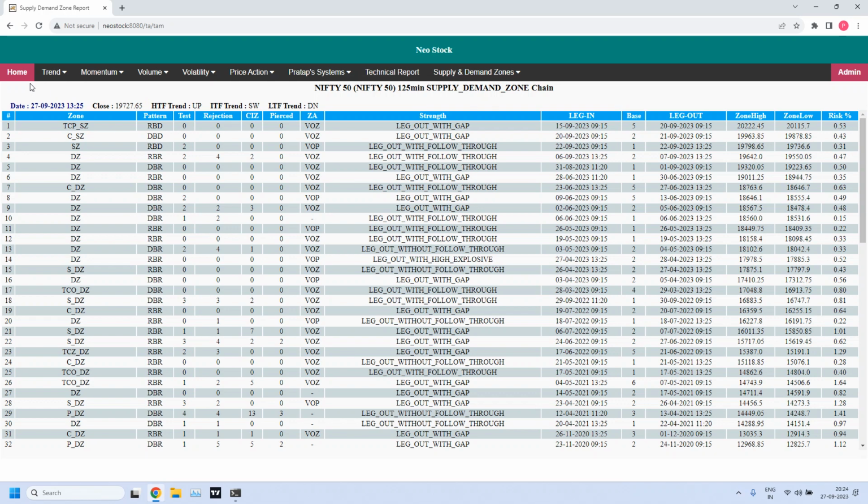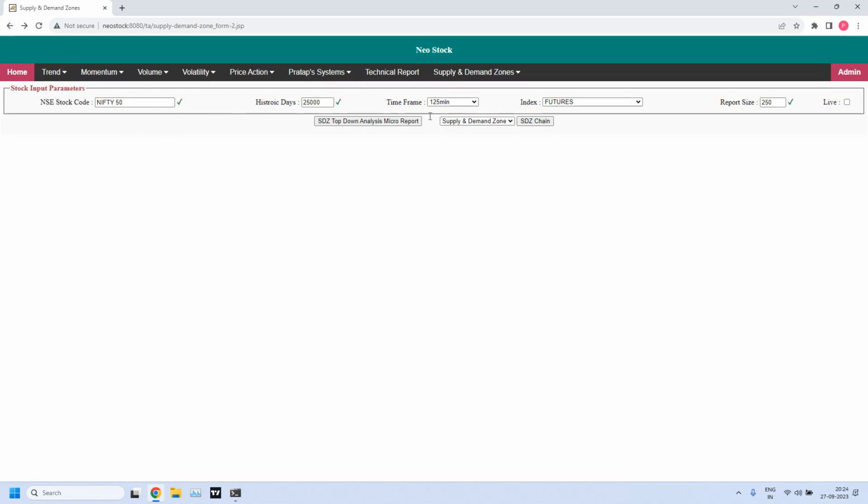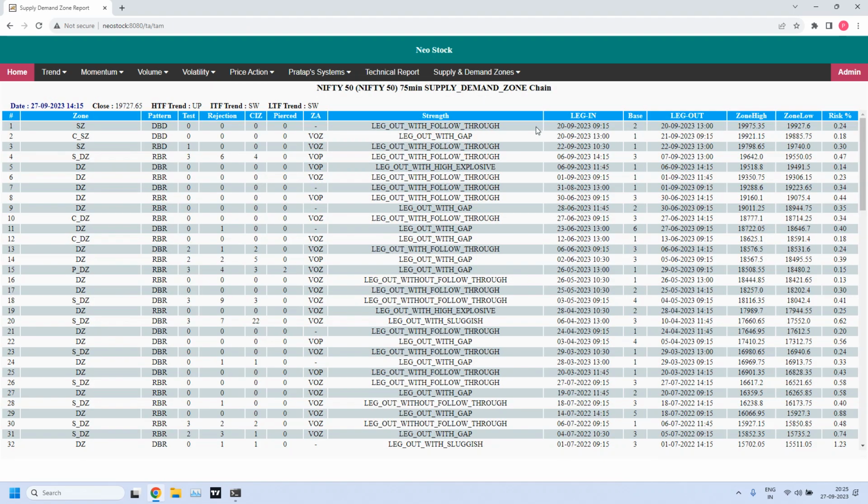Okay, let's go back to the 75 minutes supply demand zone chain. So I'm changing the time frame to 75 minutes for Nifty 50, generating the supply demand zone chain. So this is the 75 minutes supply demand zone chain for Nifty 50.